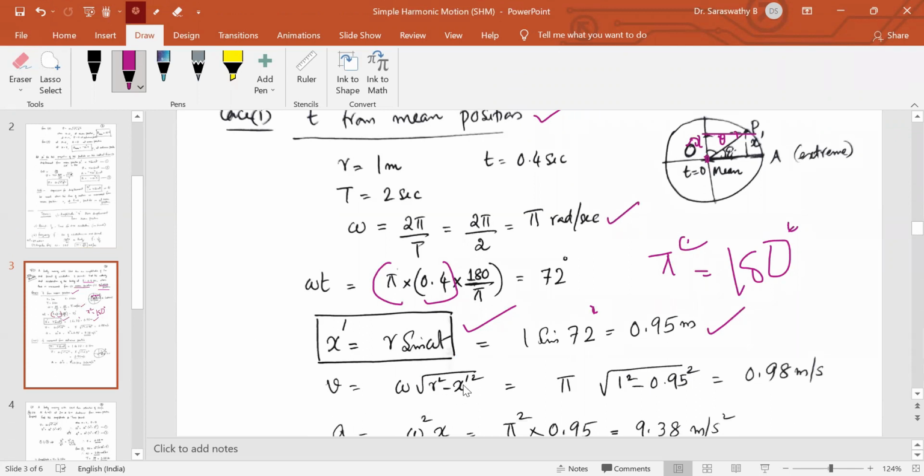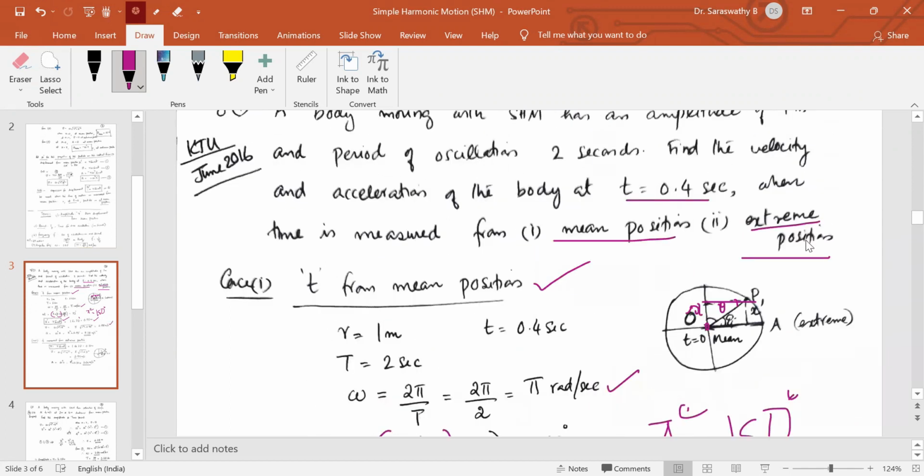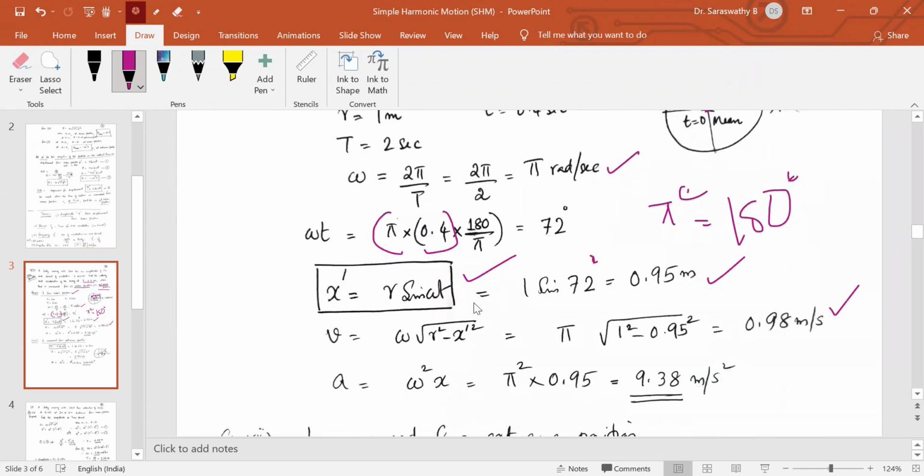Velocity equals omega root of r square minus x square. Omega is pi, r is 1, x is 0.95 meters, so you get the velocity. What is the question? Find the velocity and the acceleration. Acceleration is equal to omega square x, omega is pi, and x is r sine omega t. So we get the acceleration as 9.38 meters per second square.